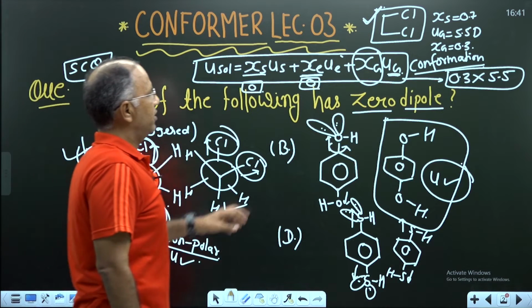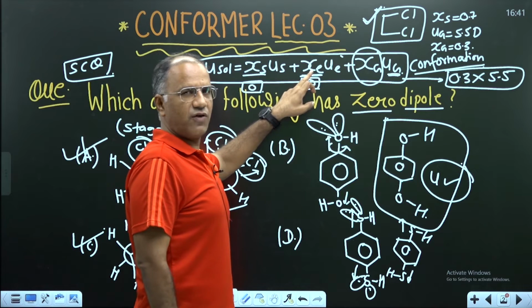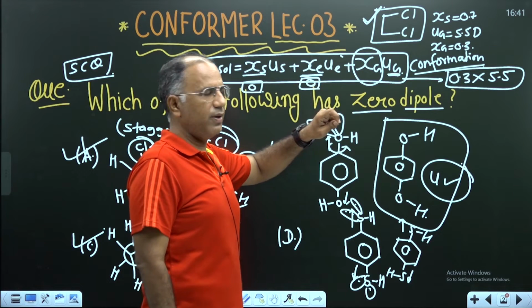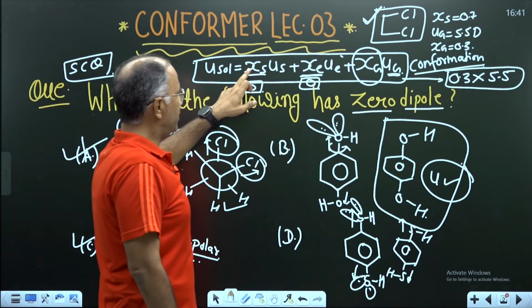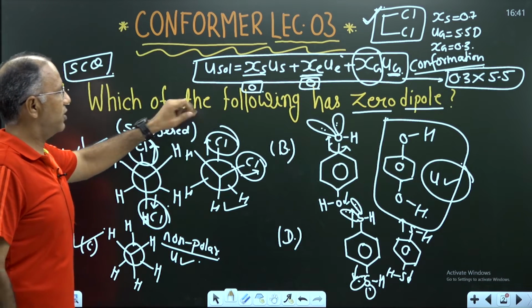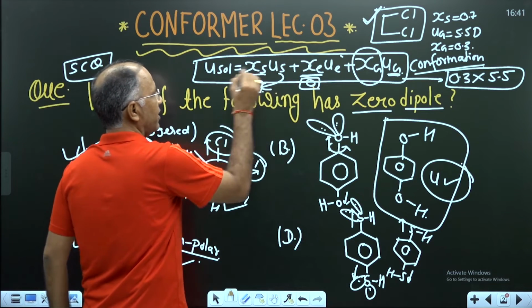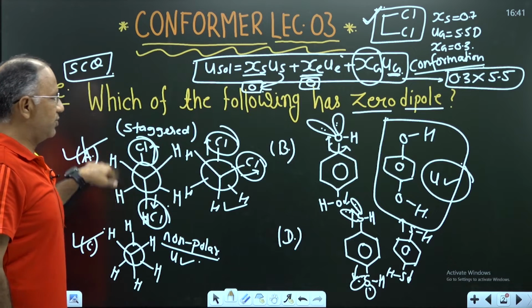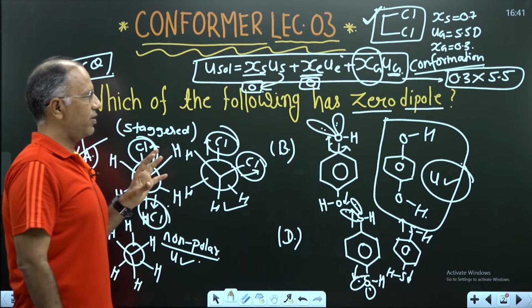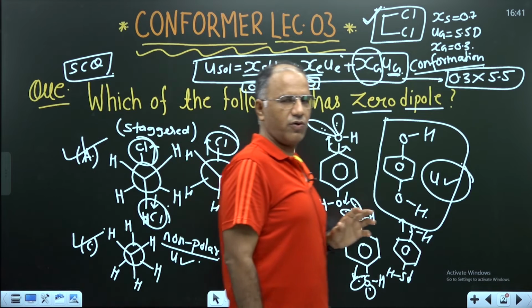You got it? You have to neglect the mole fraction of eclipsed, because eclipsed conformers are unstable, and this term is 0. Mole fraction times dipole of staggered is also 0, because the dipole of staggered is 0. In that way, we can find out the exact value of the 1,2-dichloroethane dipole.